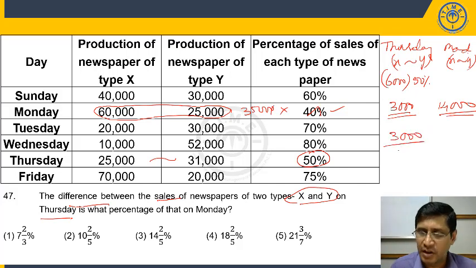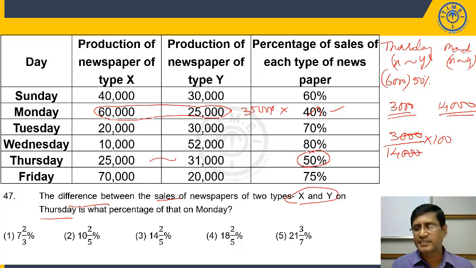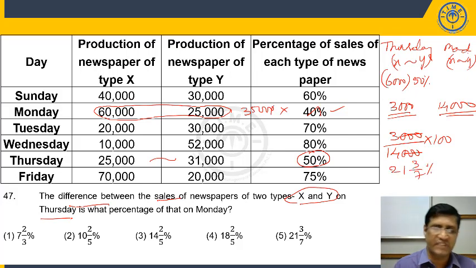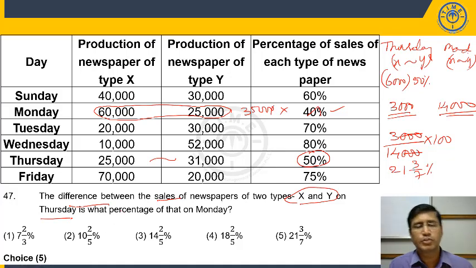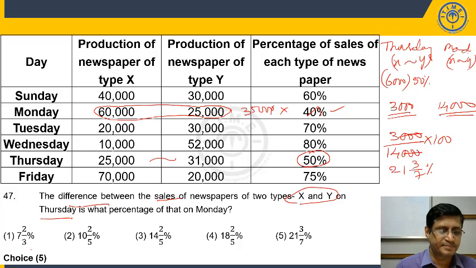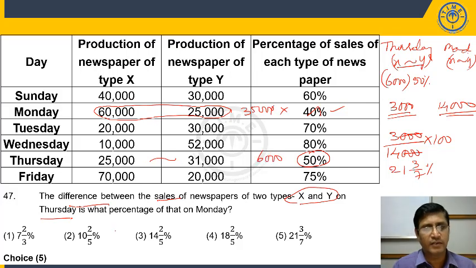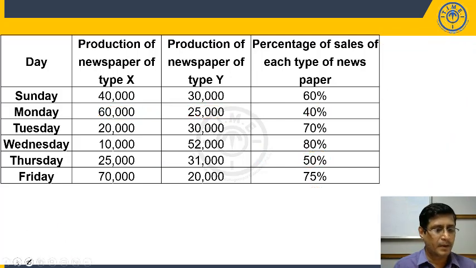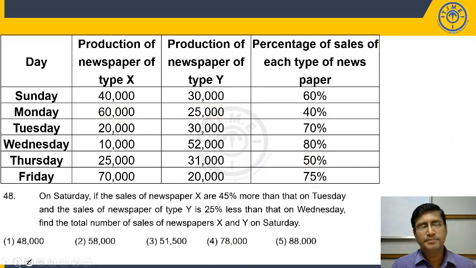The value of the Thursday upon the Monday, how much percent is it? Means 3,000 upon 14,000 into 100. So zeros to zero we can cancel and simplify this. It will give 21 3/7%. The right choice is option number 5. The fifth choice is the right choice. Okay, we just need to find out the difference here. Difference on Thursday, that is 6,000. Difference on Monday, it is 35,000. Okay. Now look at the next example.